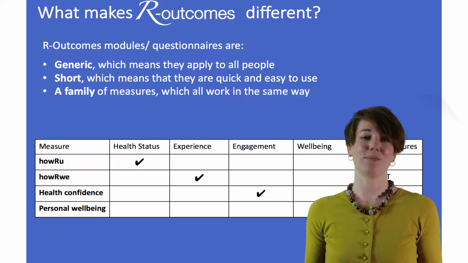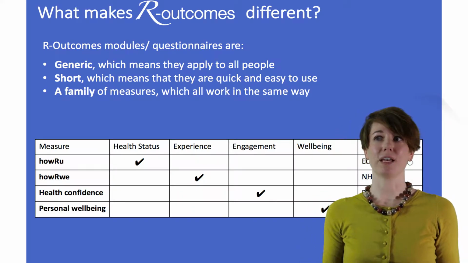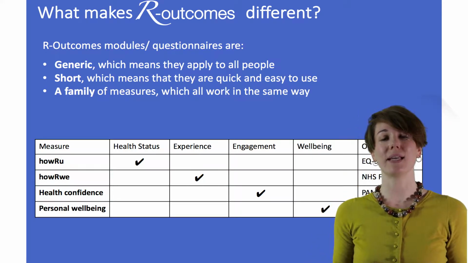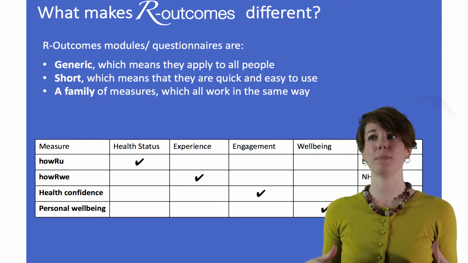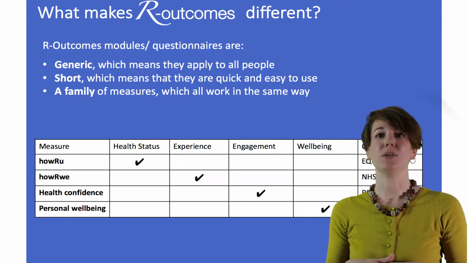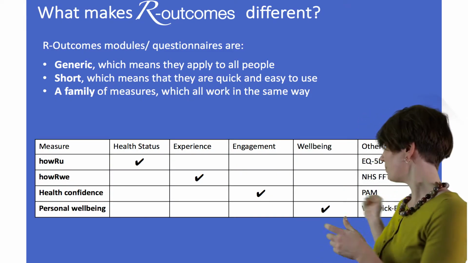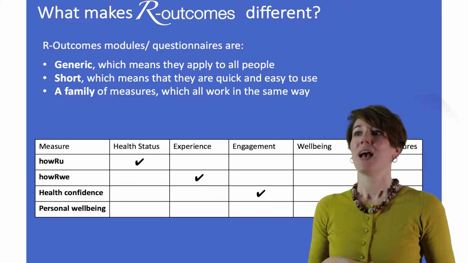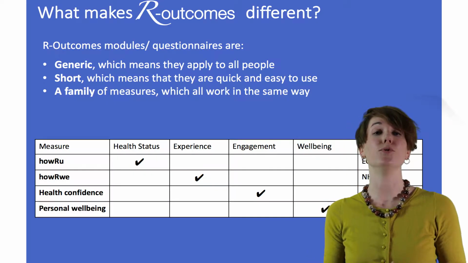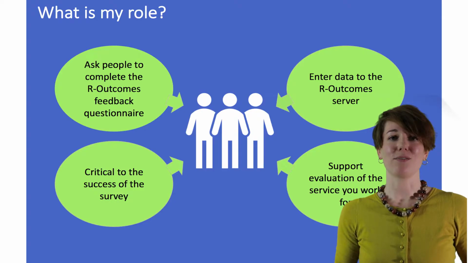So what makes Our Outcomes different? The Our Outcomes modules and questionnaires are generic, so that means they apply to all people. They're short, which means they are quick and easy to use, and they are a family of measures, which means that they all work in the same way and can be used collaboratively together. The table behind me will show how Our Outcomes compares to other PROMs measures that you may have used or seen before.